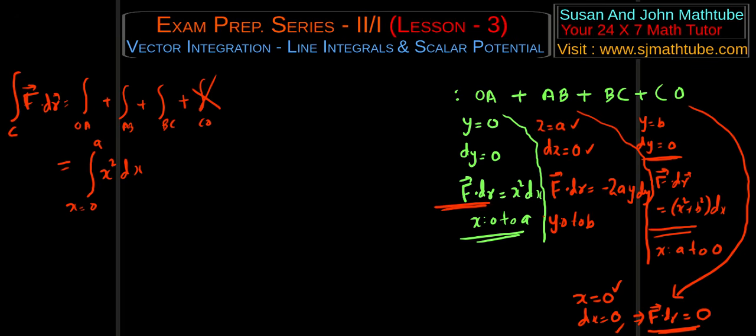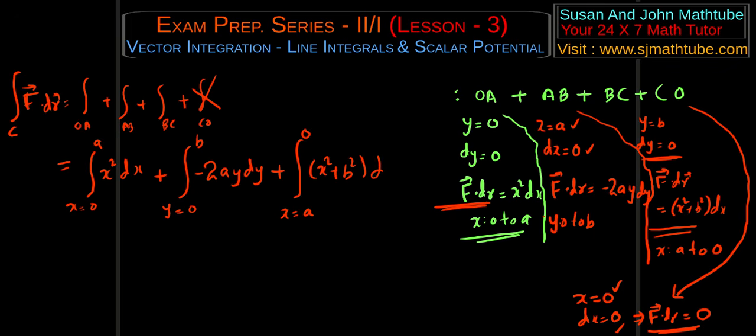You have to focus here. Plus AB means y varies from 0 to b, and that is minus 2ay dy. Plus the third one, x varies from a to 0, and that function is x square plus b square times dx. Now that is simple integration.